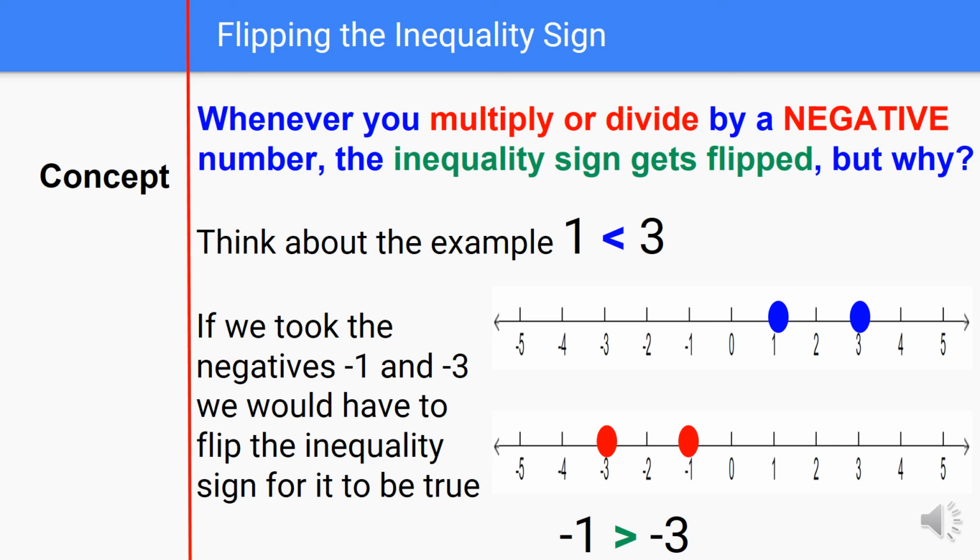Little funky, little tricky. Hopefully you understand this concept. That will help you memorize the step a little bit better. But if this still doesn't make sense, go back and just get this step memorized somehow. You got to remember, when you multiply or divide by a negative number, flip that sign.